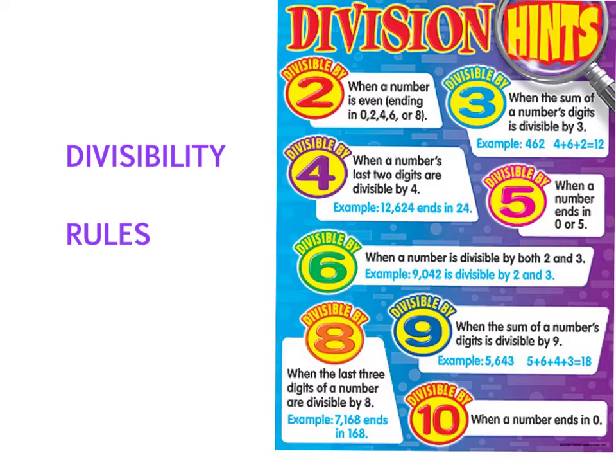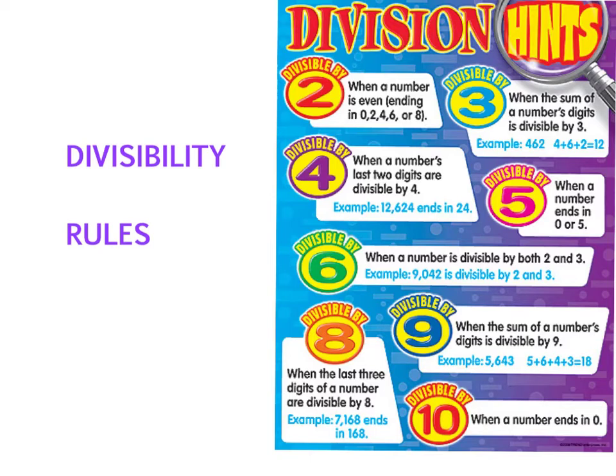Divisible by 2, it's when the number ends in 0, 2, 4, 6, etc., an even number. Divisible by 3, you have to add the digits. In this case, 462. If you add 4 and 6 plus 2, it's 12. 12 is divisible by 3. So 462 is divisible by 3.